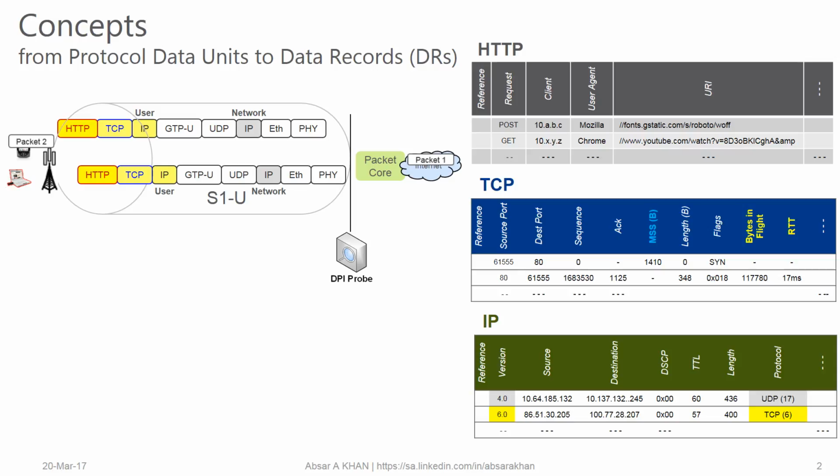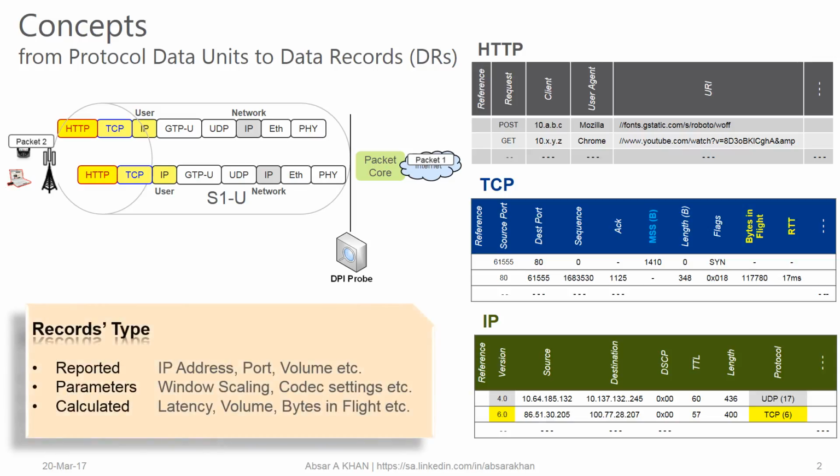Okay, it is very important to note that there are three types of metadata attributes for each protocol data unit. The simple ones, the reported ones. Straight away you inspect, you populate into the database. Next are parameters also negotiated on the fly between the client and the server, the likes of window scaling, maximum segment size, codec settings, etc.